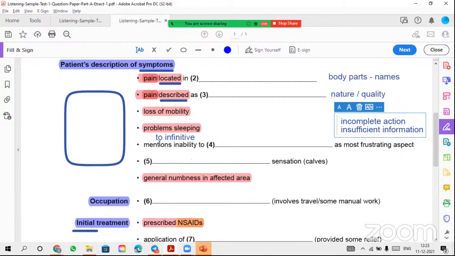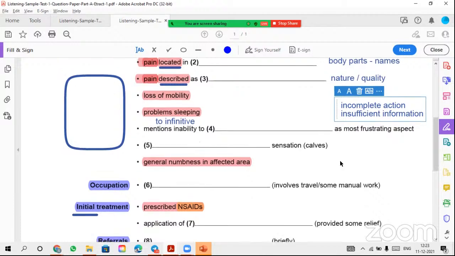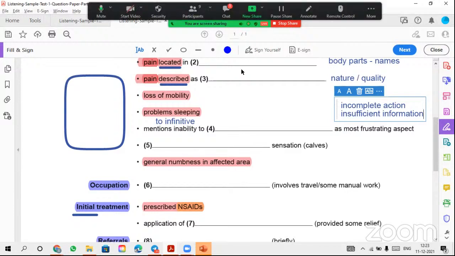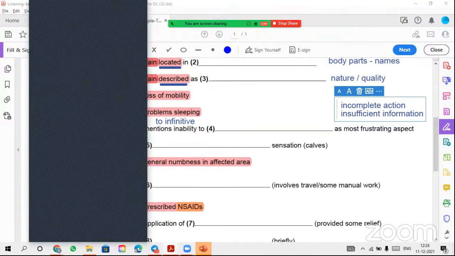Now see here. To-infinitive mentions inability to jump, inability to dance, inability to sleep, inability to swallow, inability to rotate, inability to lift, inability to walk, inability to run. Come on, fast action. Question number 4.